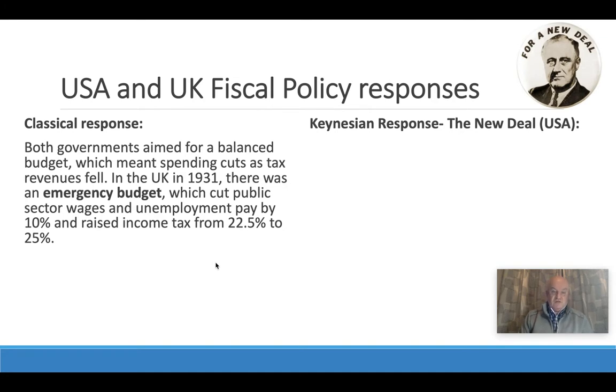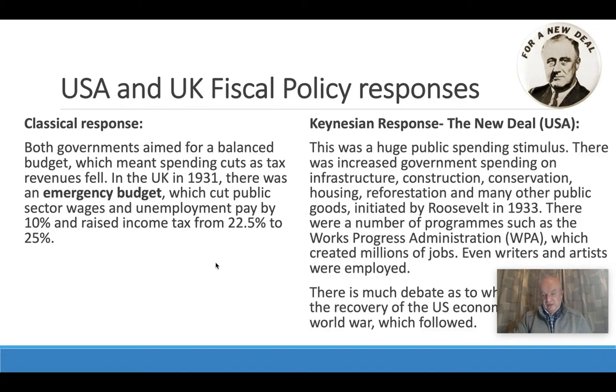So, on two fronts, not just the levels of pay, and obviously that then had an effect on disposable income, but also raising income tax, again having a significant effect on spending and obviously reducing aggregate demand as a result. So that was the classical response.